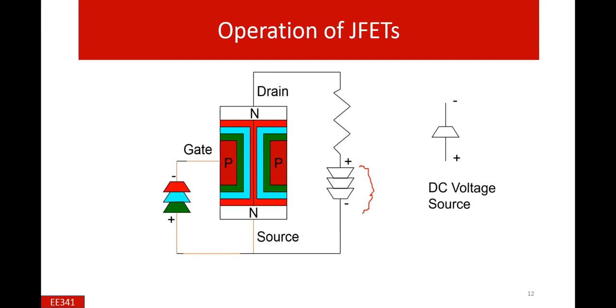So we just apply the voltage on the gate in a reverse bias situation. We are talking about the N channel JFETs. For P channel, definitely these polarities will be in the opposite way. So at that point there is no current. This is the important situation.